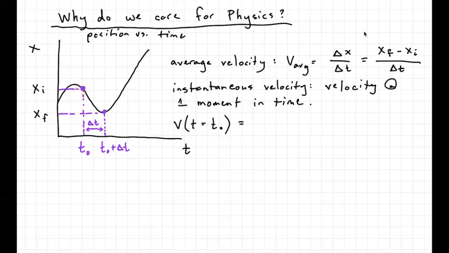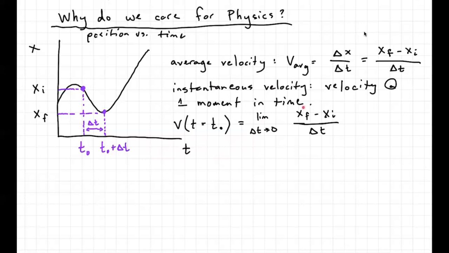So what that looks like mathematically is I'm taking a limit. If I want the instantaneous velocity at t naught, I'm taking the limit as delta t goes to zero of the average velocity. So that's the final position minus the initial position over delta t in the limit. And this kind of looks the same as the expression before, but it's different in one really important way, which is obscured by my notation here.